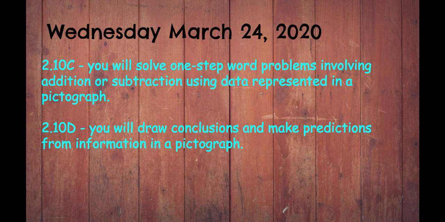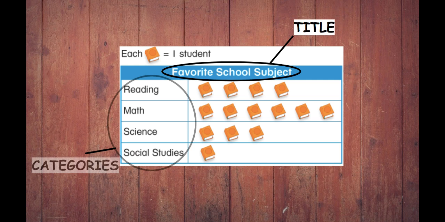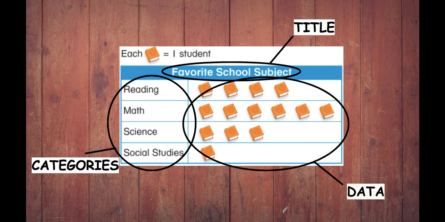So, here's an example. First, we need to look at the title so we know what we're actually looking at. So we're looking at people's favorite school subject. Then we would need to see, okay, what are our categories? What subjects did they choose from? Well, these students got to choose from reading, math, science, and social studies. Then right here is where they collected their data or their information about which students liked which subject.